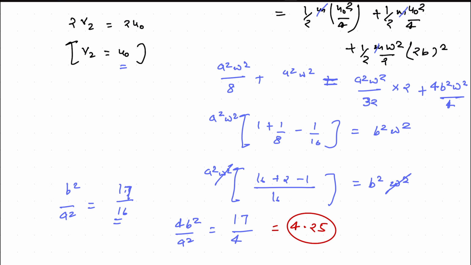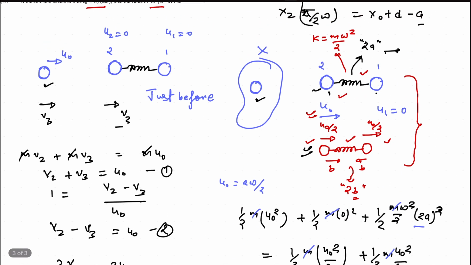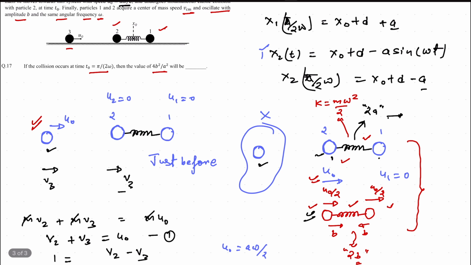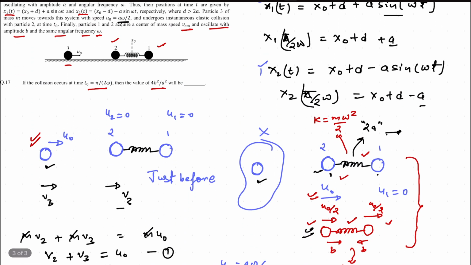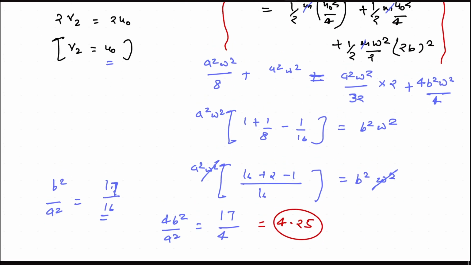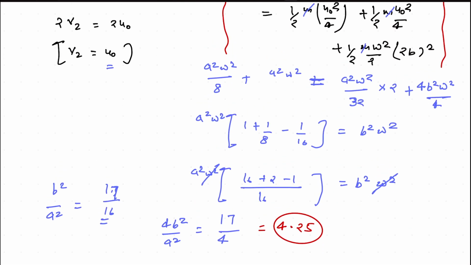So here we used the concept of the collision, right? Then we used the concept of SHM, right? And then again the conservation of energy. Here the conservation of energy and the condition for the maximum compression. This is how we are going to solve this question. Hope you understood this problem. Thank you very much.